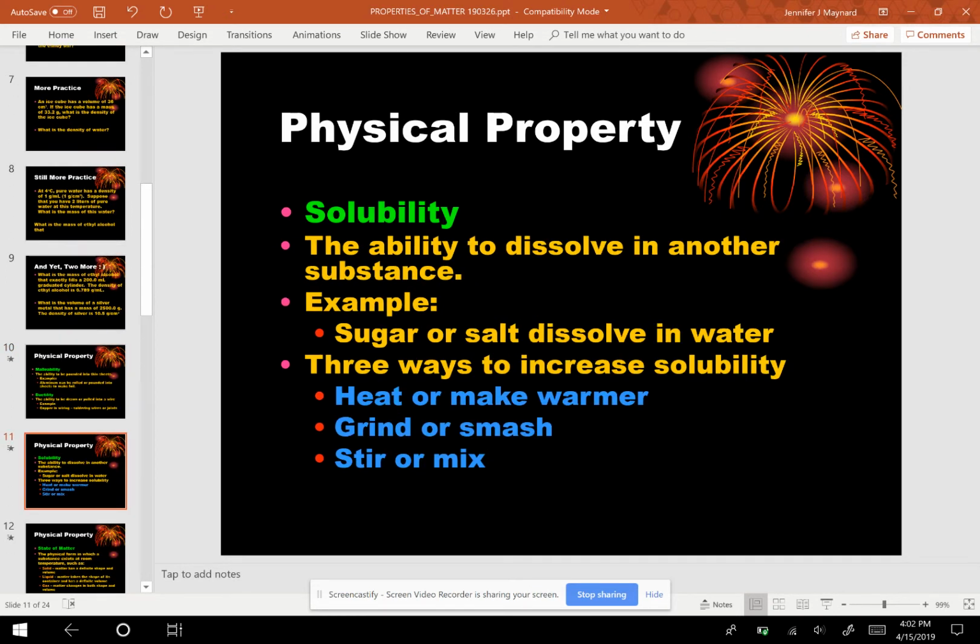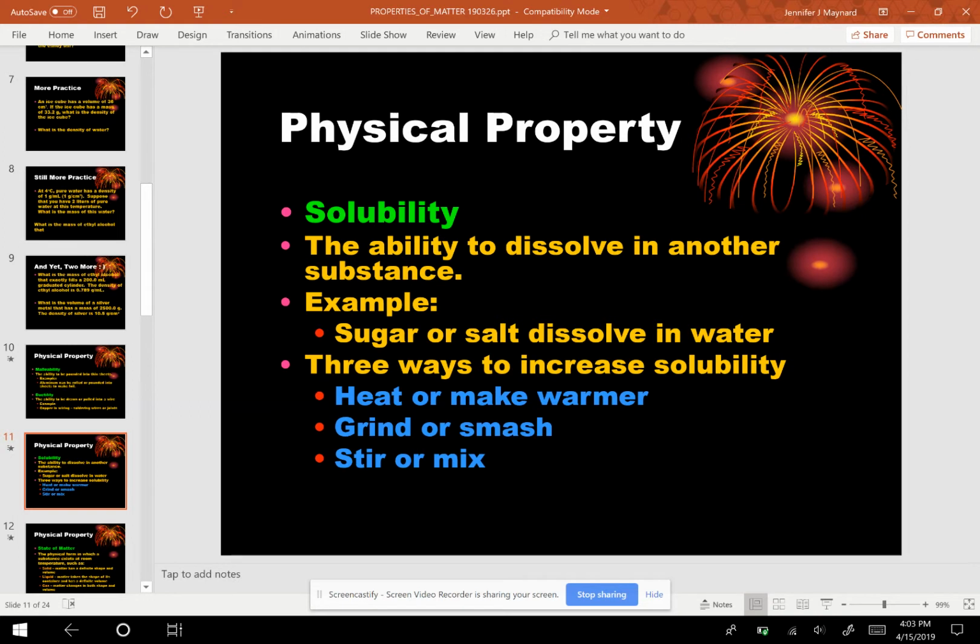Another physical property that we've talked about a little bit, and we'll get into maybe one or two more very soon, is solubility. That's the ability to dissolve in another substance. For example, sugar or salt dissolving into water. I want you to think for a second about a lab that you just did where you talked about the solubility of something. And if you're thinking your M&M lab, you're absolutely correct.